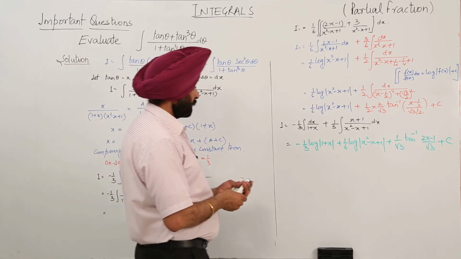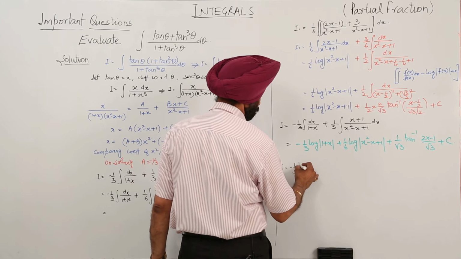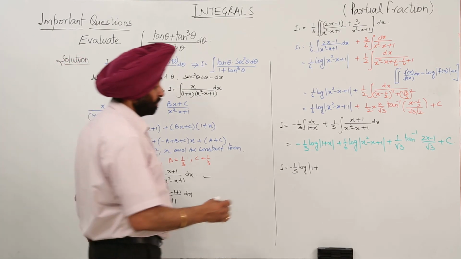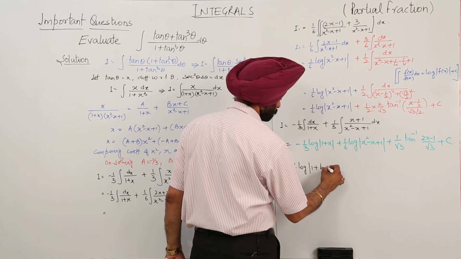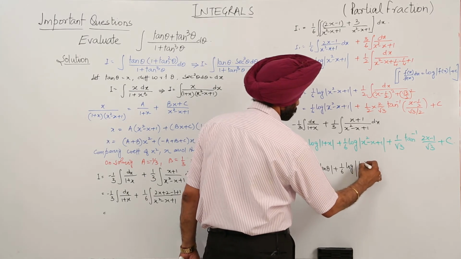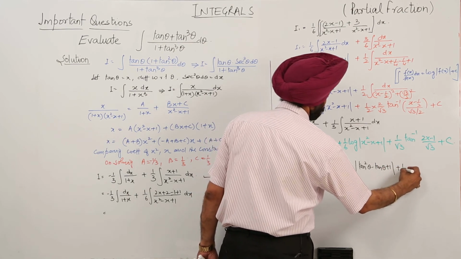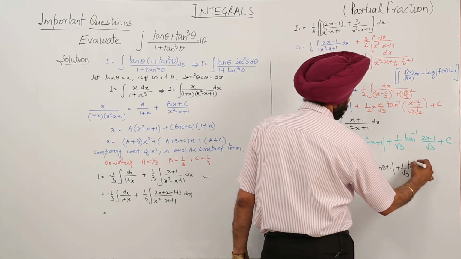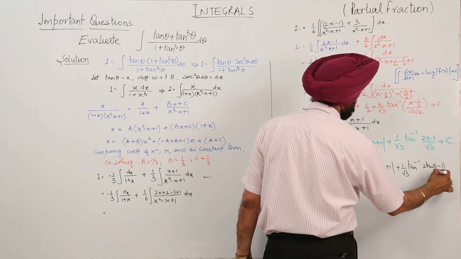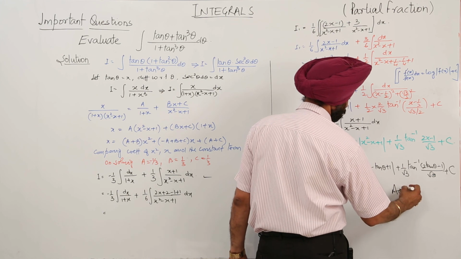And at the end we have minus 1 by 3 log of 1 plus tan theta plus 1 by 6 log of tan square theta minus tan theta plus 1 plus 1 by root 3 tan inverse of (2 tan theta minus 1) upon root 3. This is the answer.